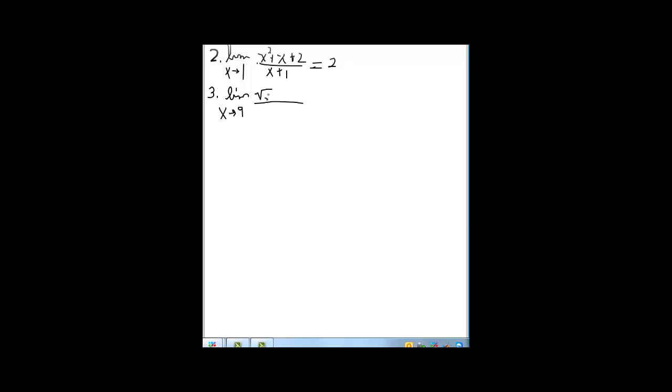The square root of x minus 3 over x minus 9. Okay, and what we see here is that when you evaluate this function at 9, you're going to get the square root of 9, or 3, minus 3, which is 0.